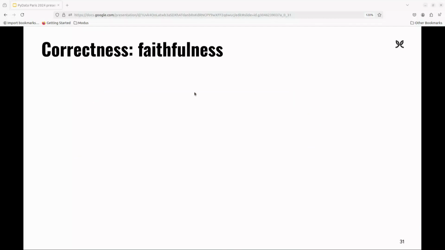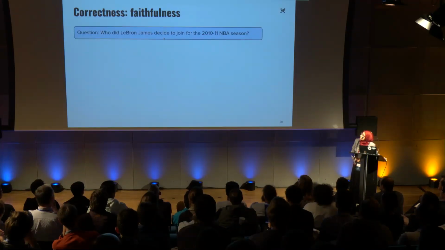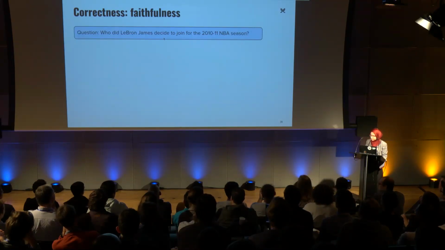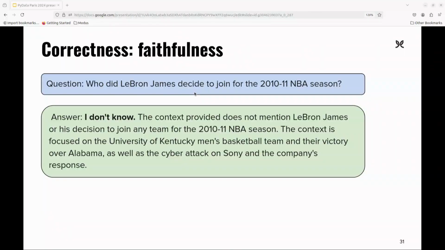It turns out that if you look more closely, this is an example, and I hope I'll pronounce the name correctly: the question is, who did LeBron James decide to join in the 2010-2011 NBA season? And the answer is, and that's good, I don't know, because the context that was retrieved for this particular question does not have anything to do with this particular player. In most cases where the context is not relevant, we got an I don't know answer, which is pretty good. This is what you should expect, even with Llama 13 billion.